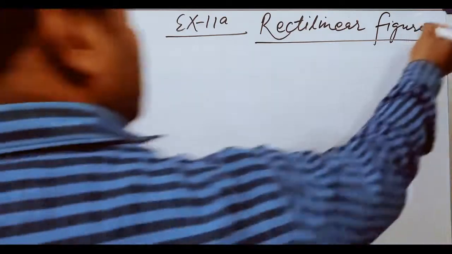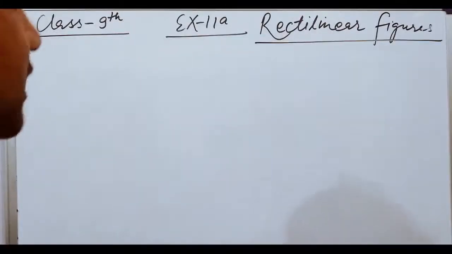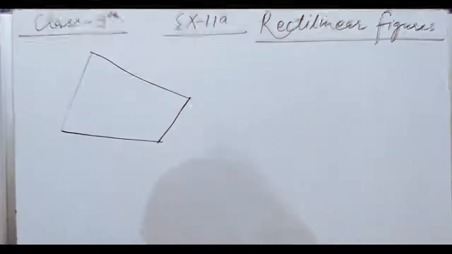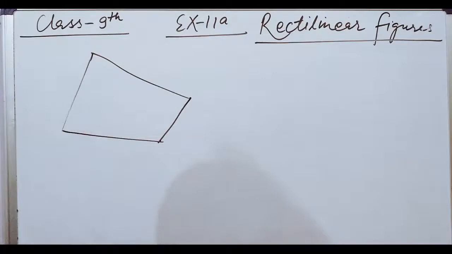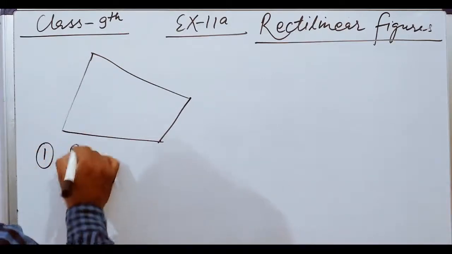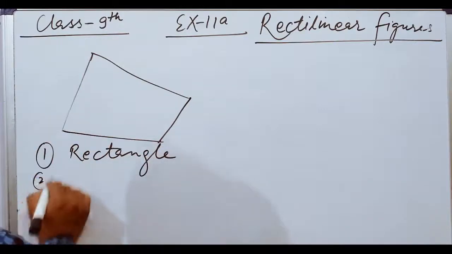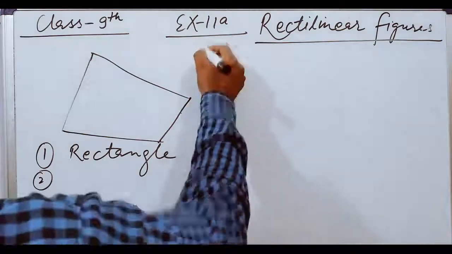We studied about the triangle. Now we will study about the quadrilateral. What is the quadrilateral? The figure bounded by four sides is called a quadrilateral. And there are some types of quadrilateral: first, rectangle, second, parallelogram, square, rhombus, kite, trapezium, isosceles trapezium.